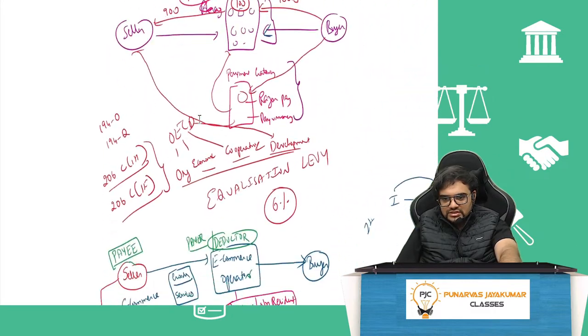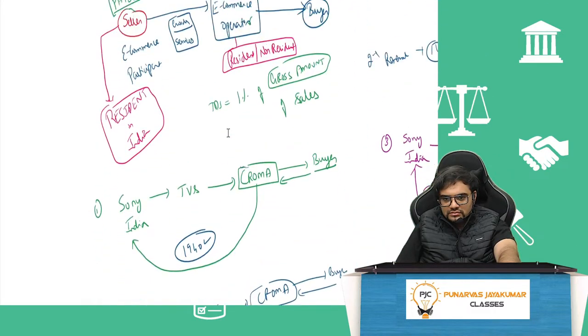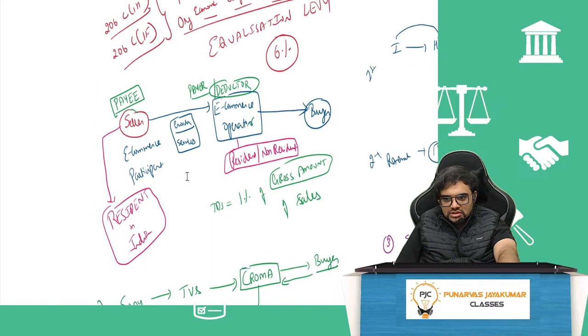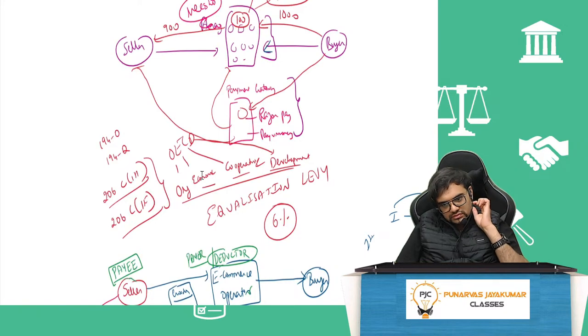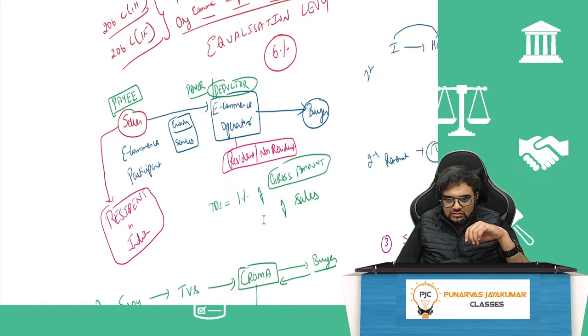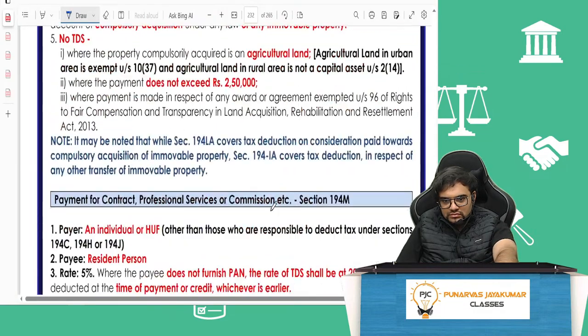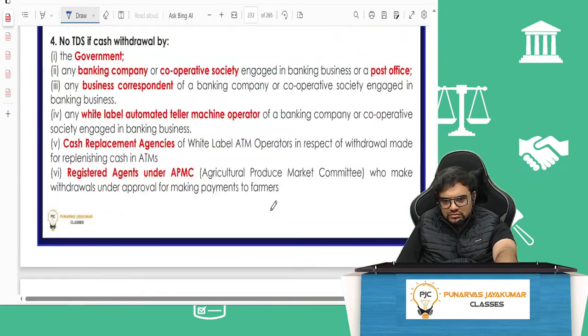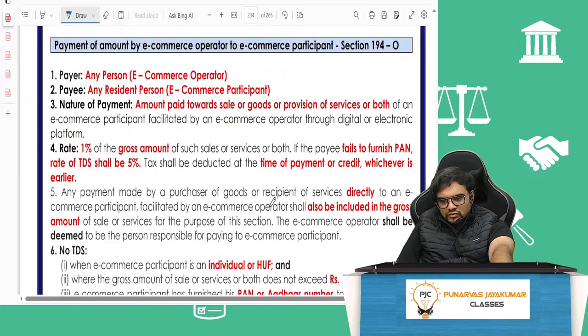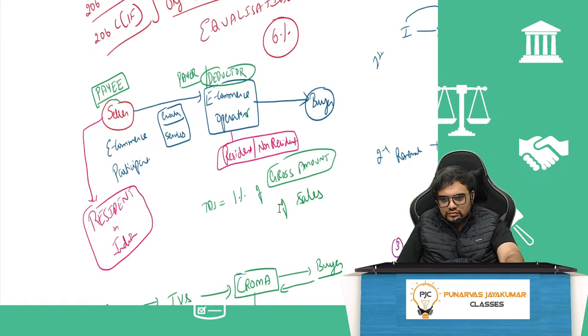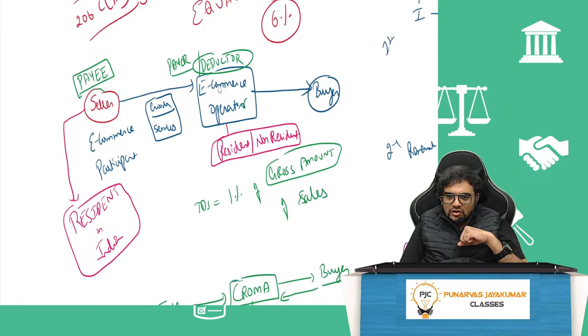Then we will see certain things here. Very simple. E-commerce operator, you have Amazon, etc. And in Amazon, you will have both seller as well as buyer, as we know. The seller is called the e-commerce participant. Amazon is the e-commerce operator, can be resident or non-resident, and the buyer can be anybody.